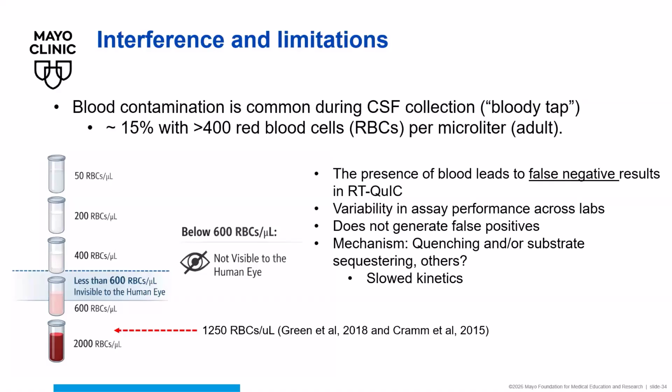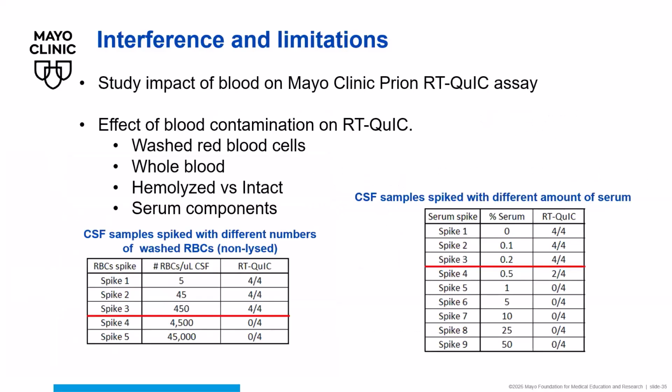Blood contamination is a big one. Bloody taps are common, so anywhere from 5 to 15% of CSF collections have blood. It's long been appreciated that blood in the presence of CSF is inhibitory to RT-QuIC assays. So in our lab, we did a study where we diluted different amounts of blood serum into the sample to define limits where we start to see inhibition of our RT-QuIC assays.